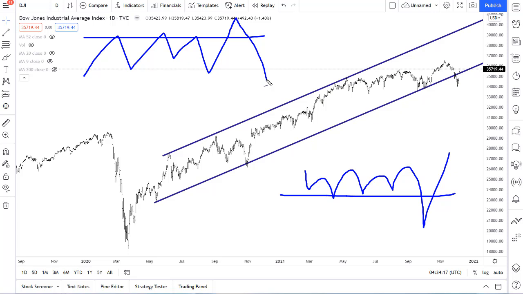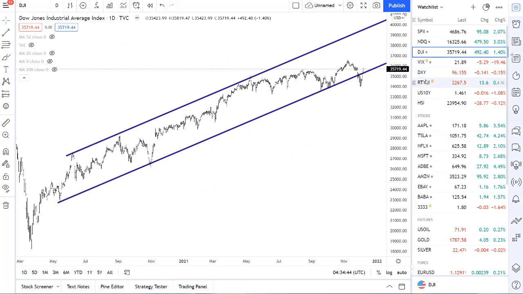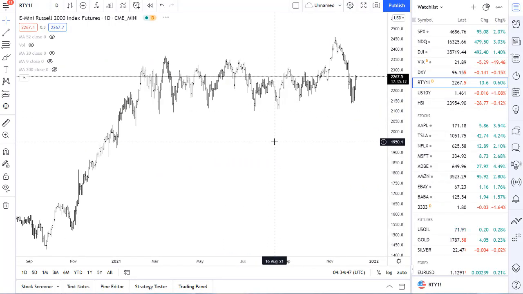So what tends to happen with these types of patterns, if we get a false breakout and we get back inside of the channel, we're likely to run to the other side of the channel. I'll give you an example of this. The Russell did this. Look at here. This is the actual Russell.